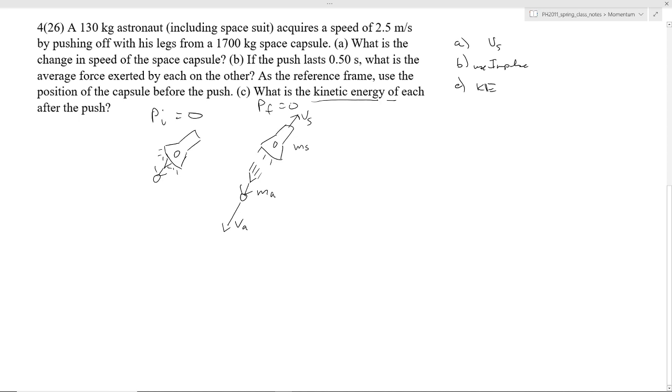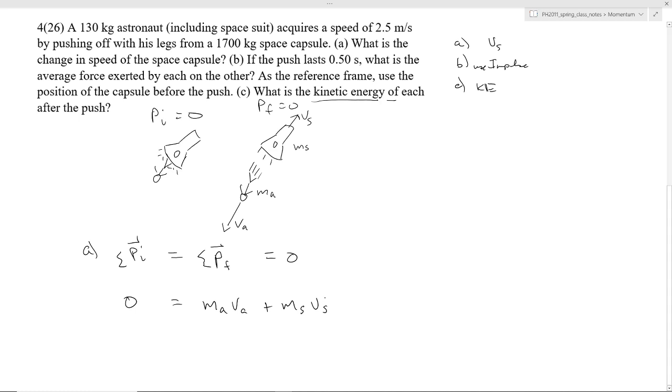So let's state that in mathematical terms and come up with the velocity of the space capsule. In other words, the initial momentum has to equal the final momentum. Initially, nothing's happening, so this is 0. And then after the fact, the two things are going to have to add up to 0. Let me put it this way, actually. Okay. So the final momentum, we're going to have the mass of the astronaut, we know his velocity, plus the mass of the spaceship times the velocity of the spaceship, which is what we're looking for.